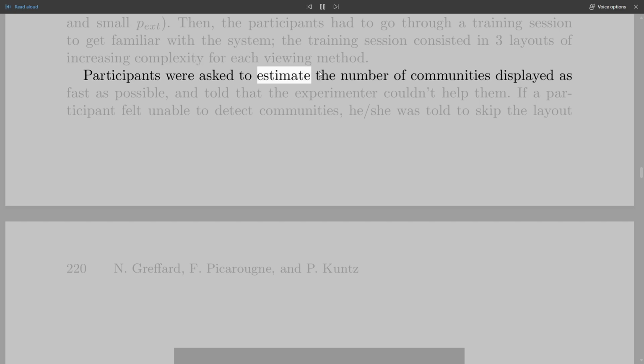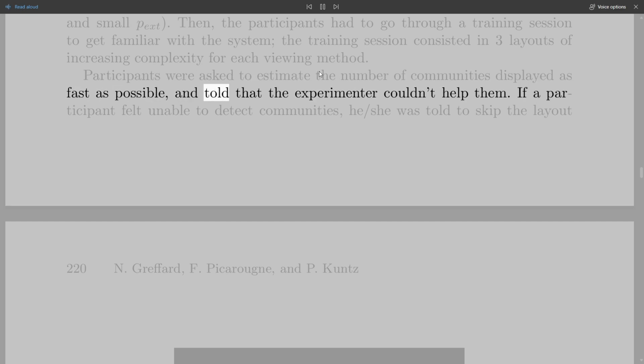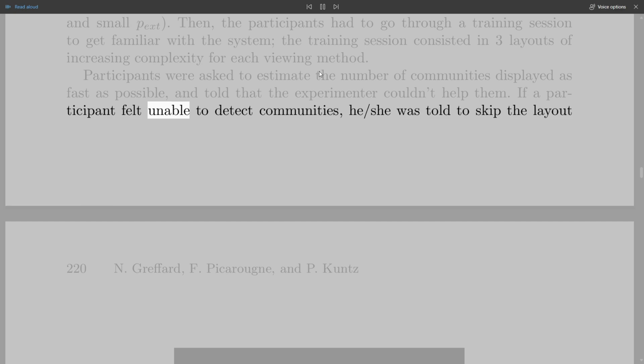Participants were asked to estimate the number of communities displayed as fast as possible and told that the experimenter couldn't help them. If a participant felt unable to detect communities, she was told to skip the layout.